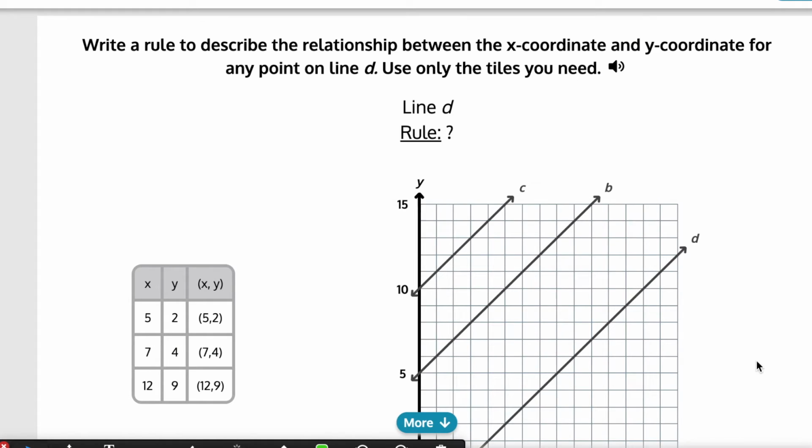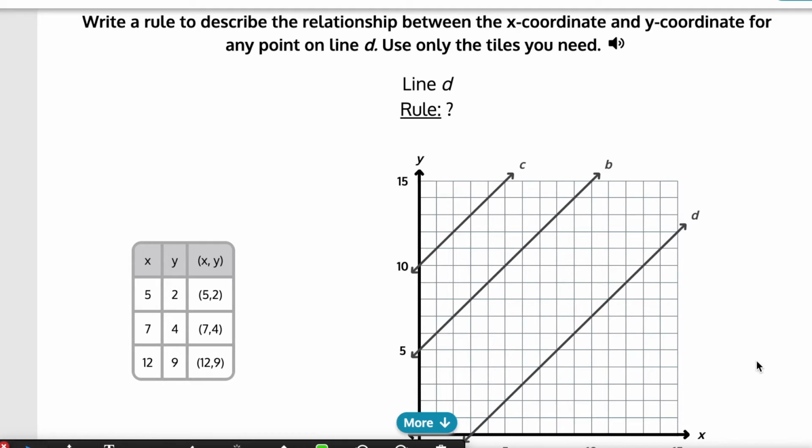Yay. All right, you guys, pause the video to write a rule for line D. Remember, think about the pattern between x and y in each coordinate pair.